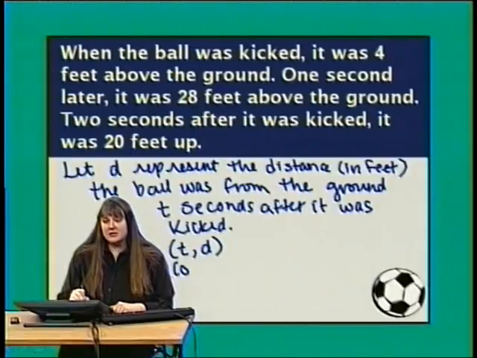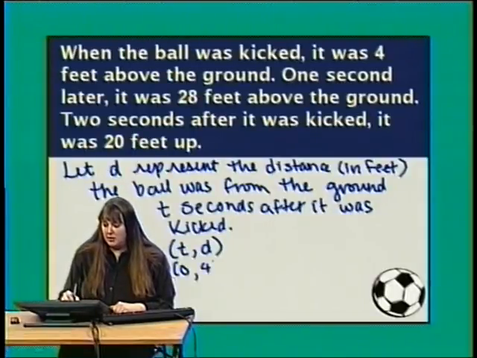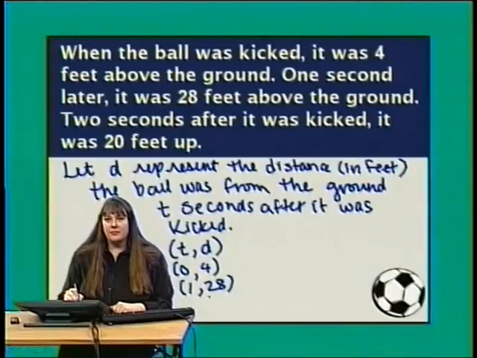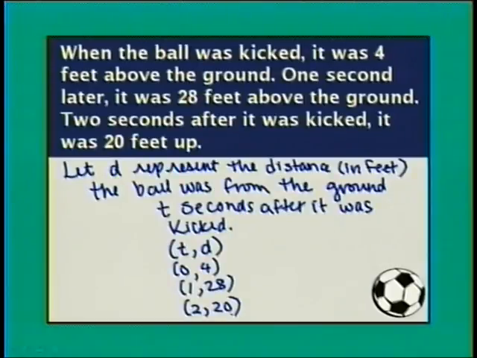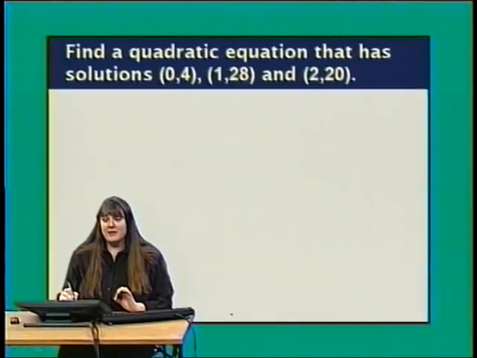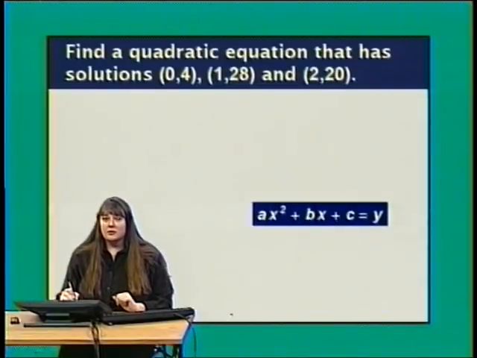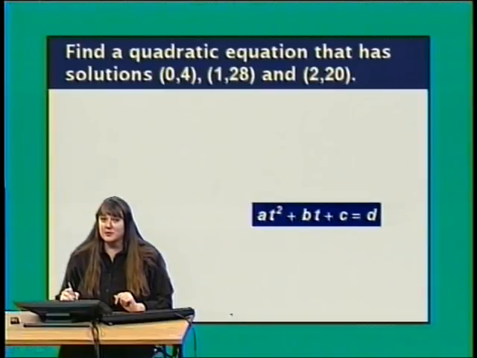So I know when the ball was kicked, that's t equals 0, it was 4 feet above the ground. 1 second later, it was 28 feet above the ground. And 2 seconds later, it was 20 feet above the ground. So I've got 3 ordered pairs. So I want to find a quadratic equation that has solutions (0, 4), (1, 28), and (2, 20). So thinking about our standard form of a quadratic equation, I see that I have the wrong variables. I just defined variables t and d. I need to change those x's to t's and the y to a d. So this is the standard form of the quadratic equation I'll be working with my variables t and d.